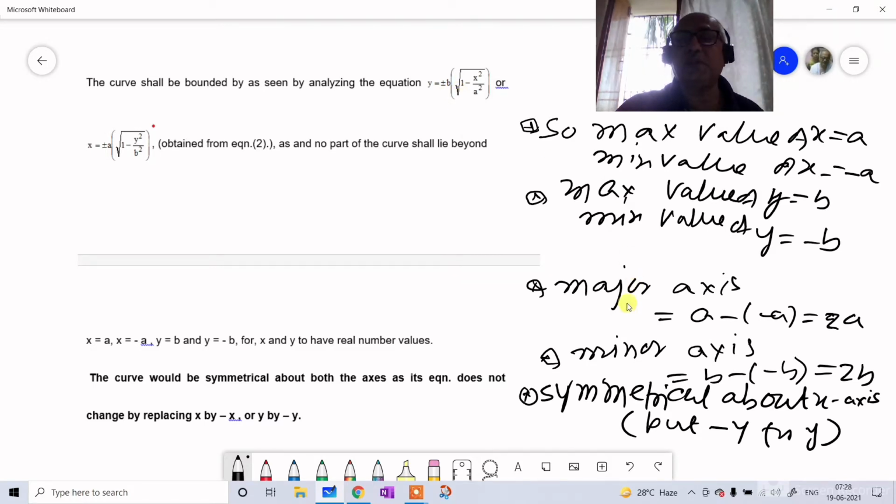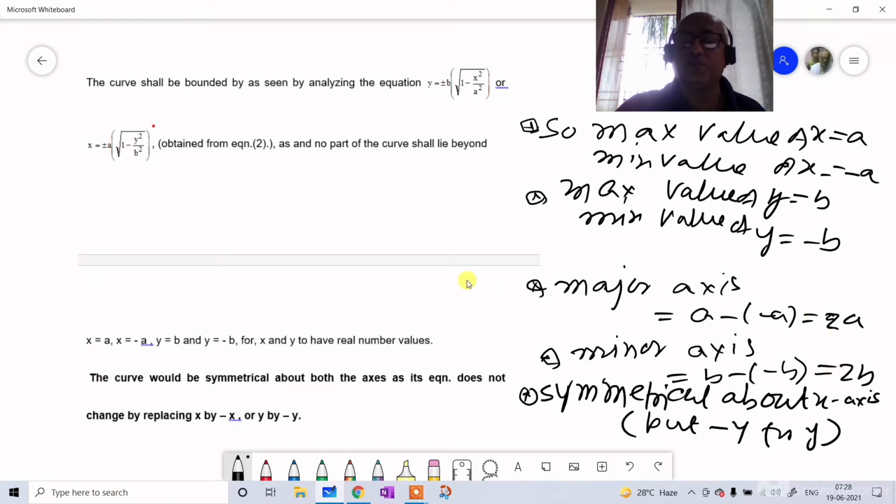So the maximum value of y is b and the minimum value of y is minus b. So the difference between the maximum value of x and the minimum value of x is a minus minus a, equal to 2a. We call this the major axis. And the difference between the maximum value of y and the minimum value of y, that is b minus minus b, is equal to 2b. We call it the minor axis.